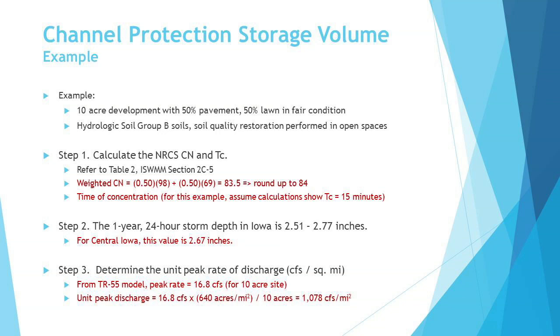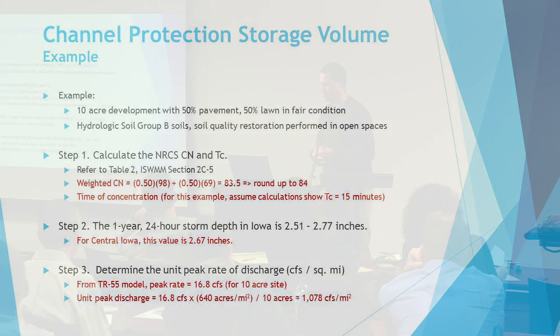And for those of you that don't know the soil types, basically all soils are grouped into four types. There's A, B, C, and D. And A are the ones that perk the water into the ground the best. And D are the ones that really don't absorb much water at all. So if that makes sense, a B soil here is a pretty good soil. It's not the best for infiltration, but it's going to absorb a lot of the water.